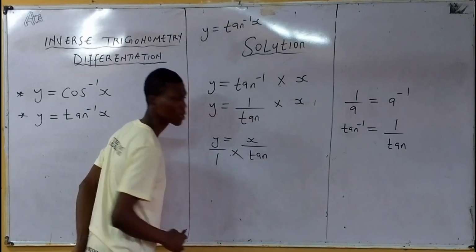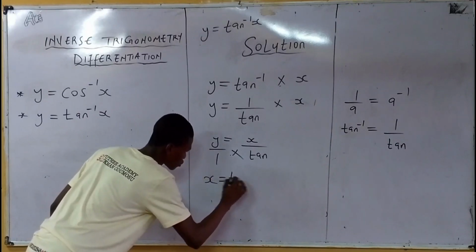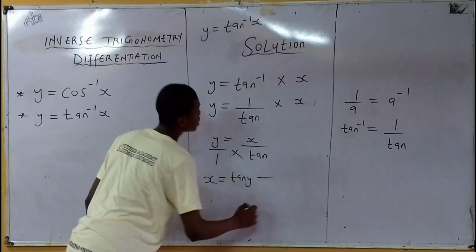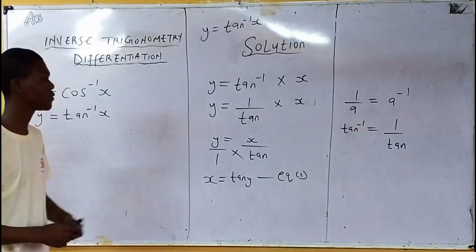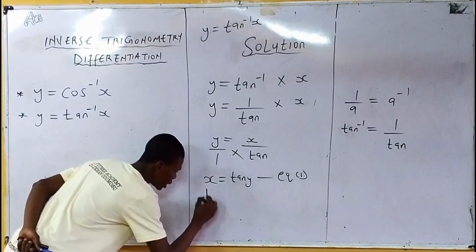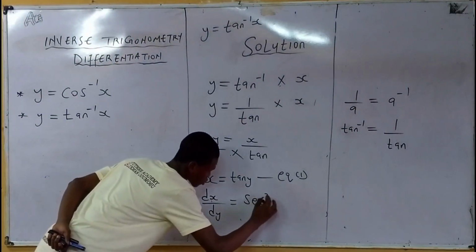Cross multiply. By the time you cross multiply, you then have that x equals tan y. Call this equation 1. From equation 1, differentiate. By the time you differentiate, dx over dy equals sec square y.